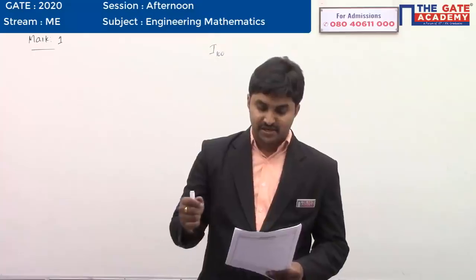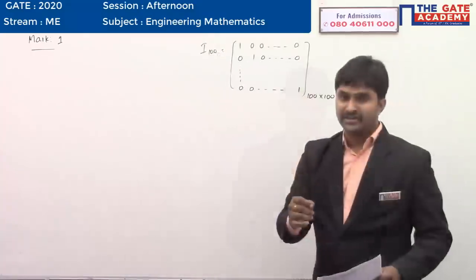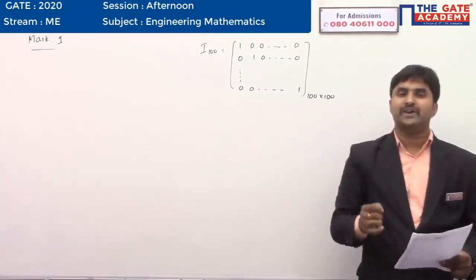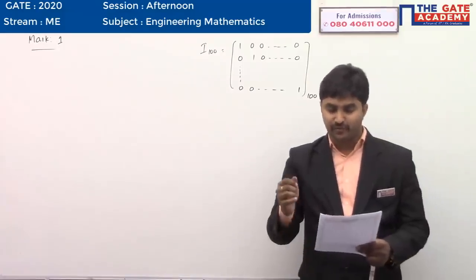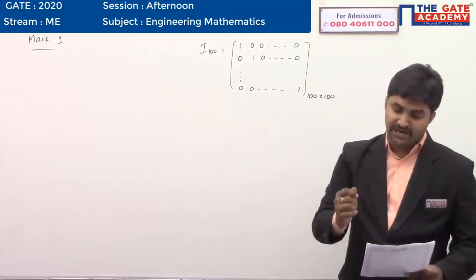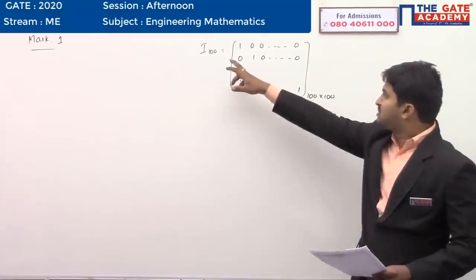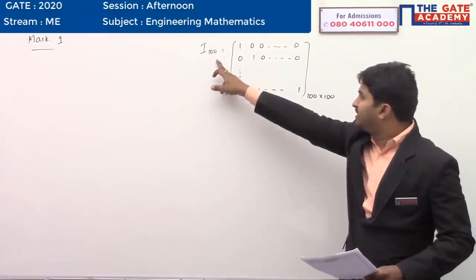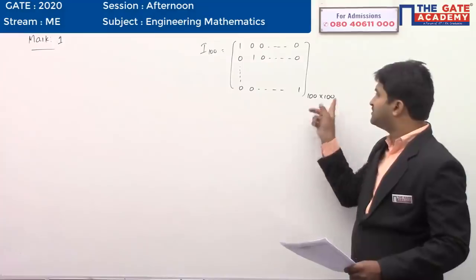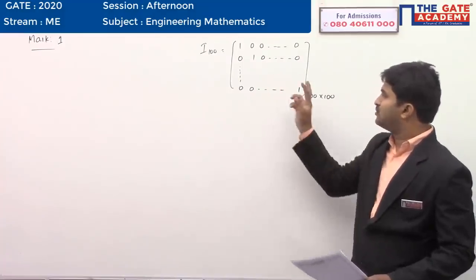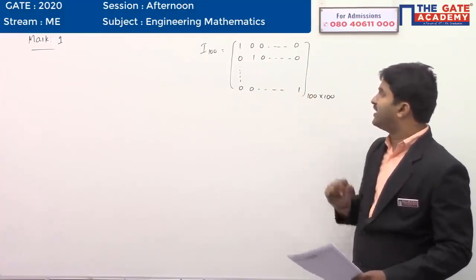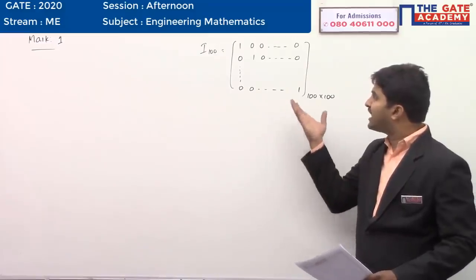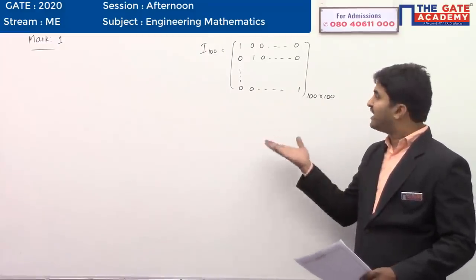So students, now let us go for the next question. This question has been asked from linear algebra, eigenvalues, for 1 mark. Let I be a 100-dimensional identity matrix. So I 100 is going to have 100 rows and 100 columns. It's an identity matrix. Can you please tell me what are the eigenvalues of this? What are the eigenvalues of this?